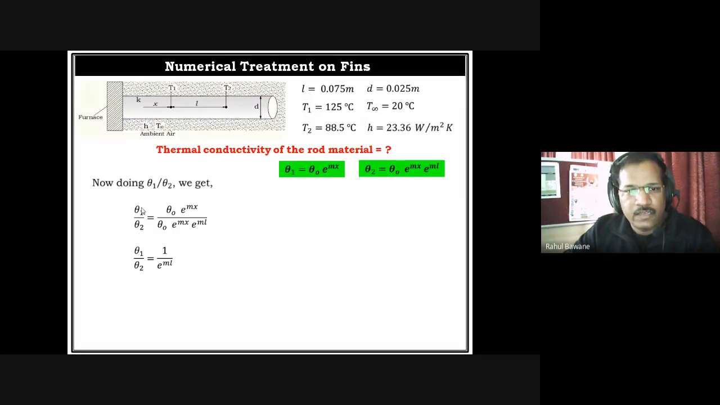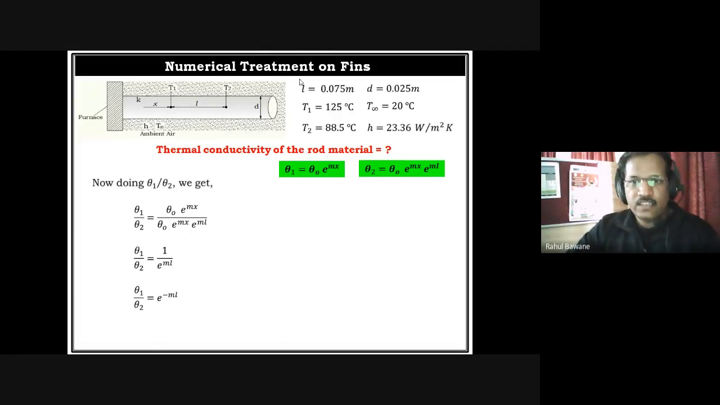So we took a ratio because we don't have much data about this. So we will prefer to cancel it. So we cancel the common terms. Now if I shift this e raised to the power ml to the numerator, it will become minus ml.